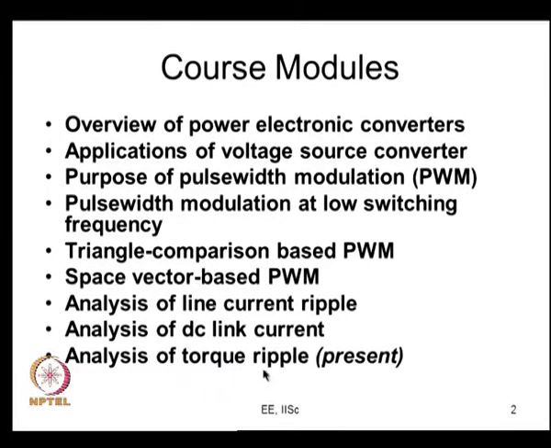To analyze the torque ripple, we will look at two situations primarily. One is low switching frequency, when the pulsating torque is pretty high, and we will also extend the analysis to the high frequency side, extending the analysis of the line current ripple to the analysis of torque ripple. In today's lecture, we will predominantly focus on the low frequency aspect, and in the coming lecture we will focus on the higher switching frequency case, and do some analysis similar to what we did for line current ripple, but for torque ripple.